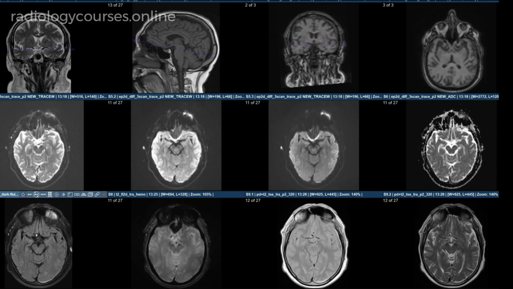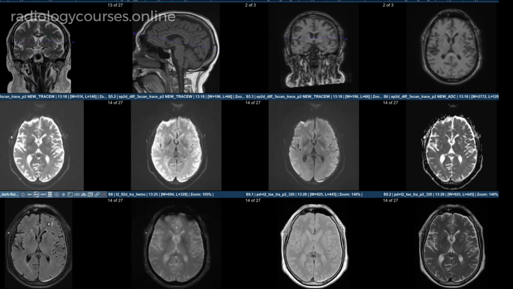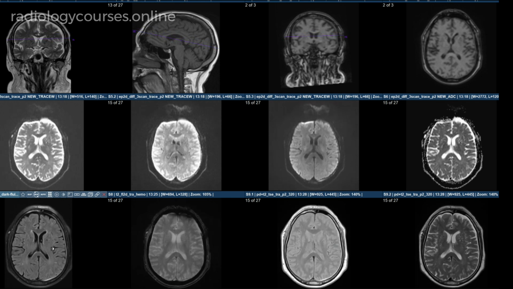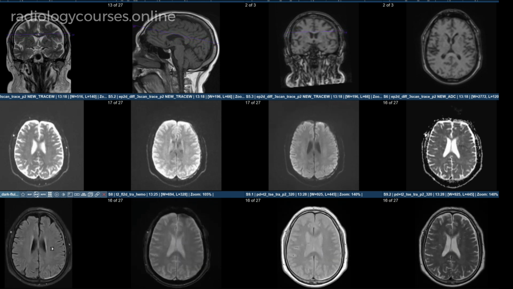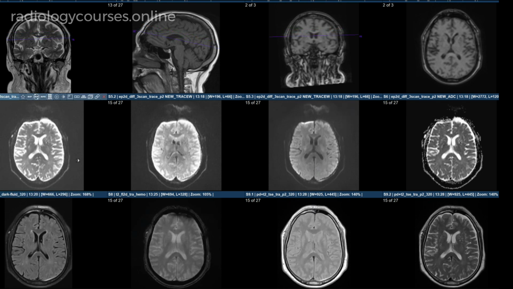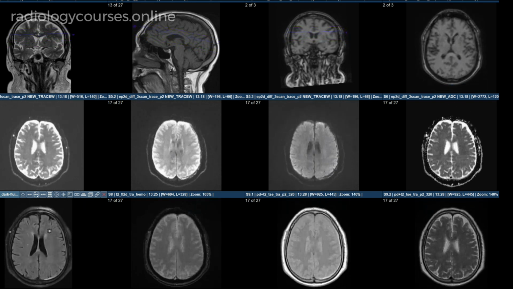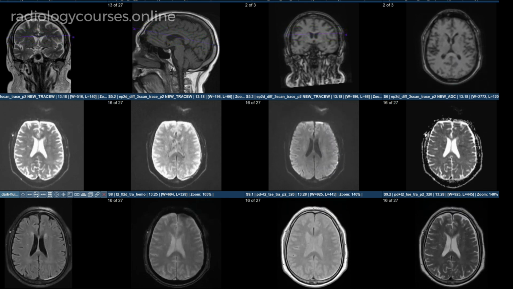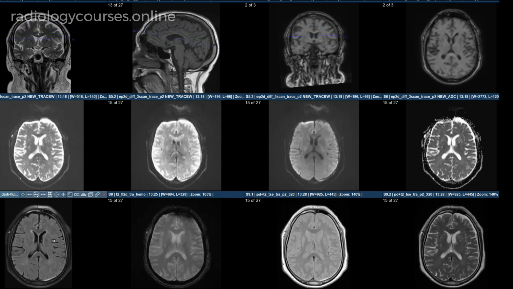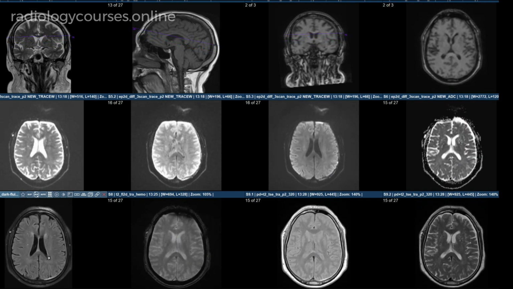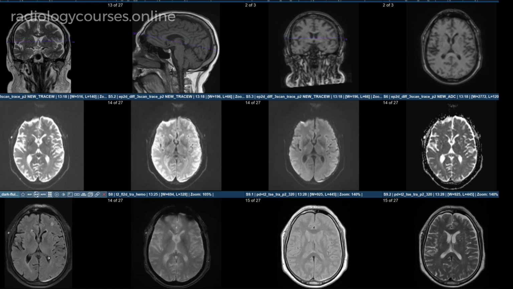Hence it is very important to look at the axial FLAIR sequence very carefully, so as not to miss such subdural hemorrhages. On retrospective review, this patient had a CT scan 3 days earlier and it showed a very shallow or subtle subdural hemorrhage which was missed. So it is very important to review the subdural spaces very carefully on CT scan and on the axial FLAIR sequence on MRI.